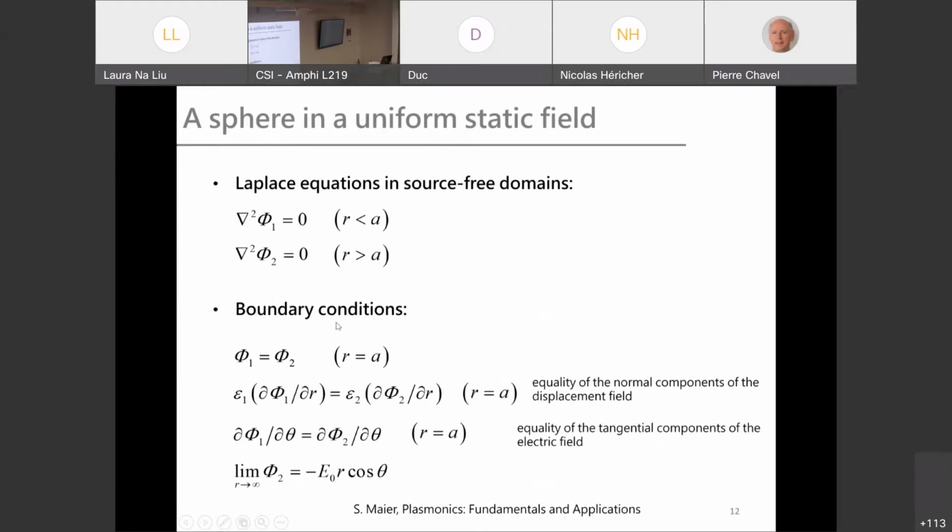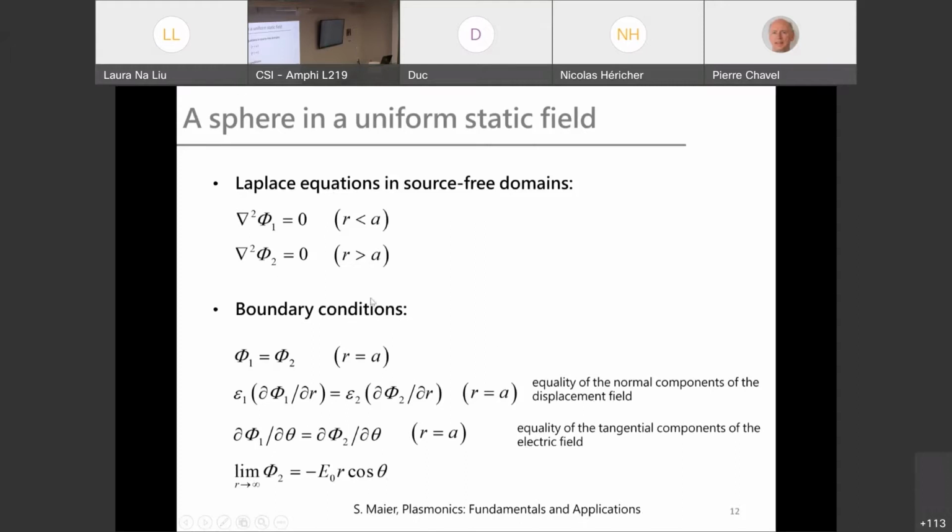Then we can add boundary conditions. For instance, phi 1 should be equal to phi 2, which means at the border of the nanoparticle they should be the same. We also have the equalities of the normal components of the displacement field as well as the tangential components of the electric field at the border. The fourth one is at the limit where r goes to infinity, and the field we have is only the external field. If you are interested in the process, I refer you to this book by Stefan Maier called Plasmonics: Fundamentals and Applications.